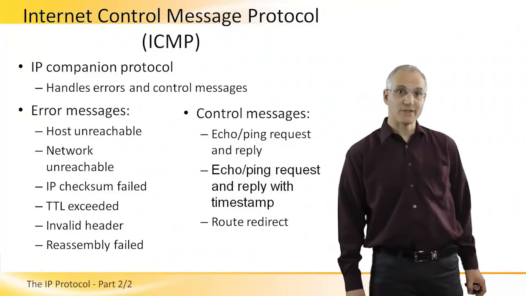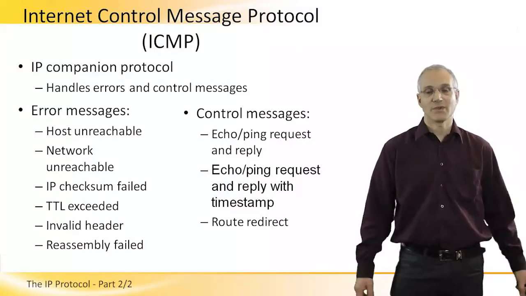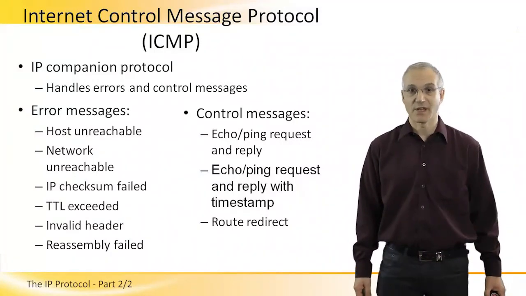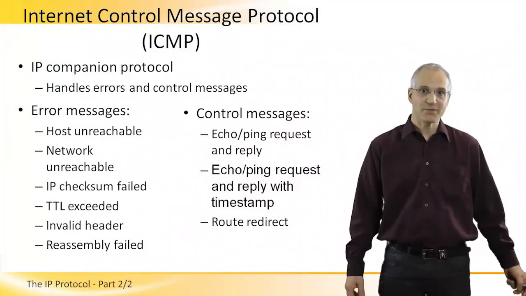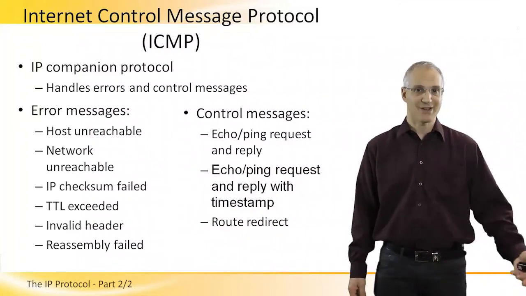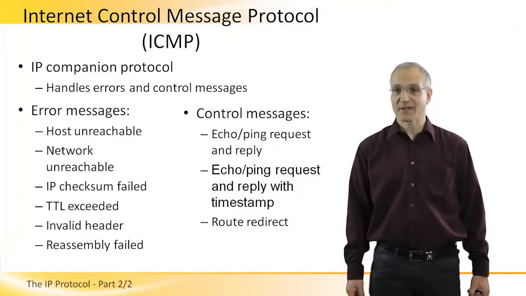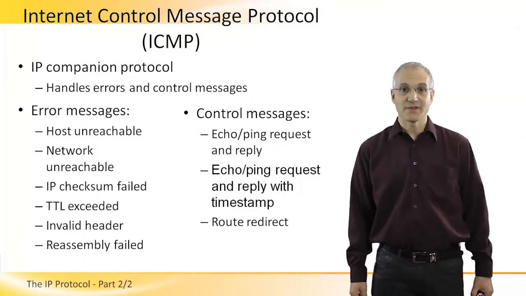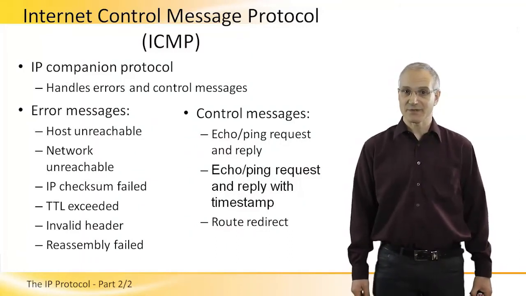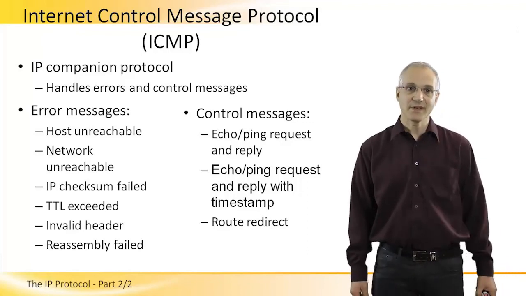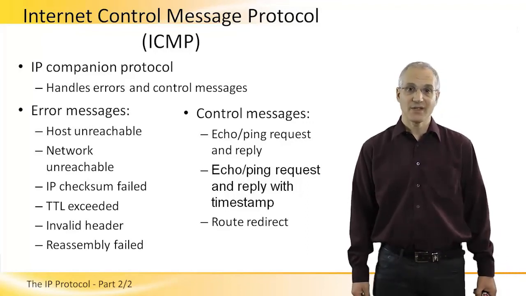Example errors are host unreachable if IP doesn't know how to reach the host, network unreachable if the entire network cannot be reached or the router doesn't know how to reach it. If the IP checksum failed, the packet is again discarded. If the time to live field reaches 0, that means that it was exceeded. Also if the header is invalid, or if reassembly failed.